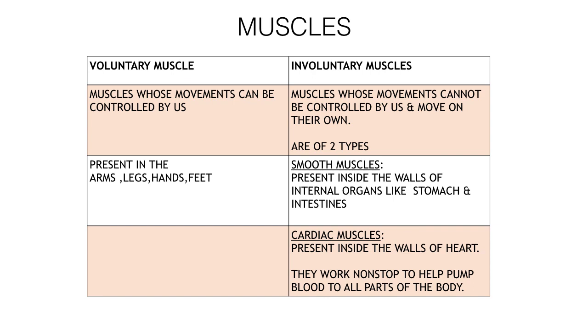Involuntary muscles. Involuntary muscles work on their own and their movements cannot be controlled by us. There are two types of involuntary muscles, smooth muscles and cardiac muscles. Smooth muscles are present inside the walls of internal organs like stomach and intestines. Cardiac muscles are present inside the walls of heart. They work non-stop to help pump blood to all parts of the body.